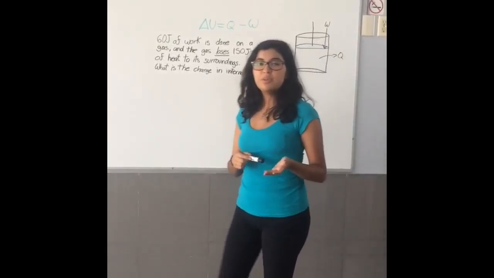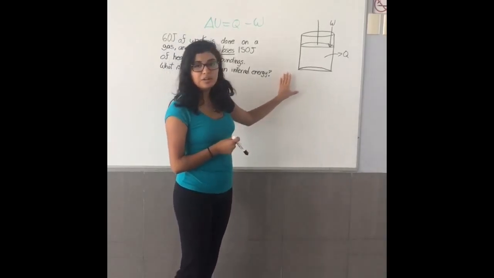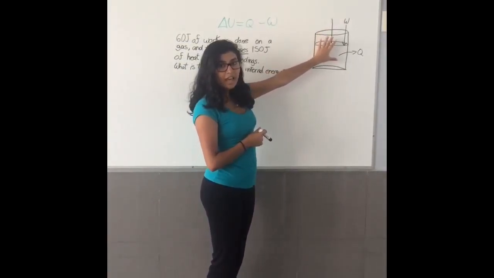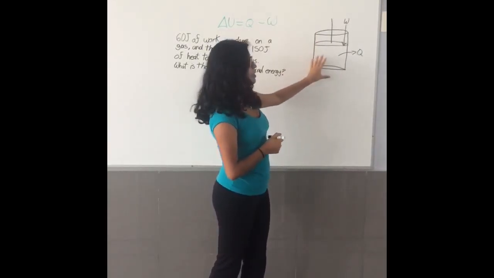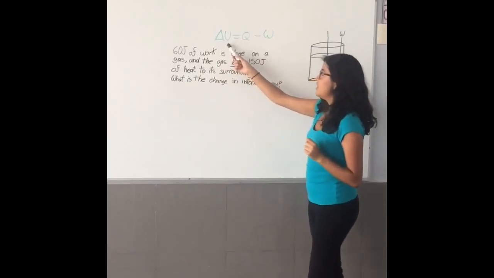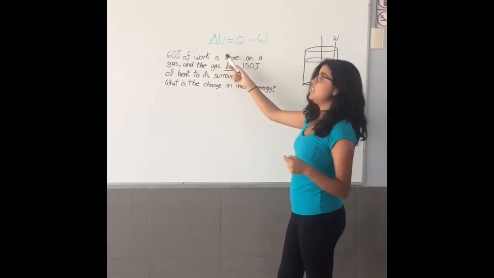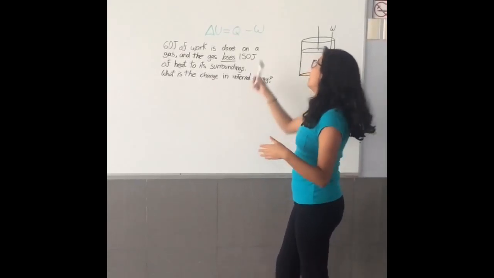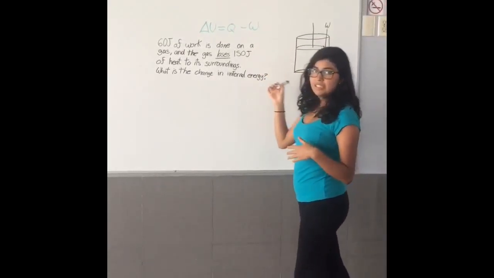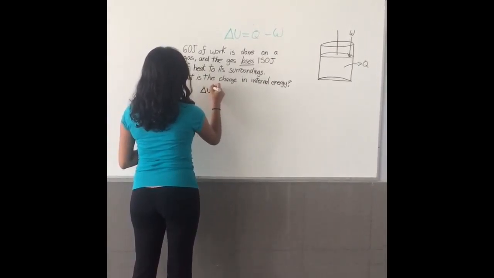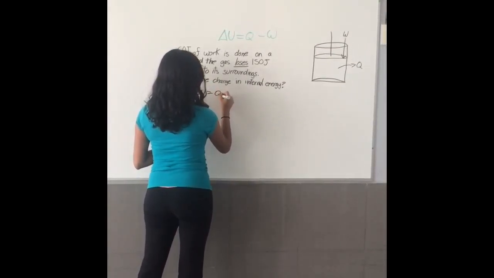So what we need to understand first is how the system is working. It says that work is done, and because of this work, it's going to lose some heat. Okay? And this is our formula, that the change of internal energy is equal to the amount of heat added or lost minus the work done in the system. So we're going to apply the formula in our problem.